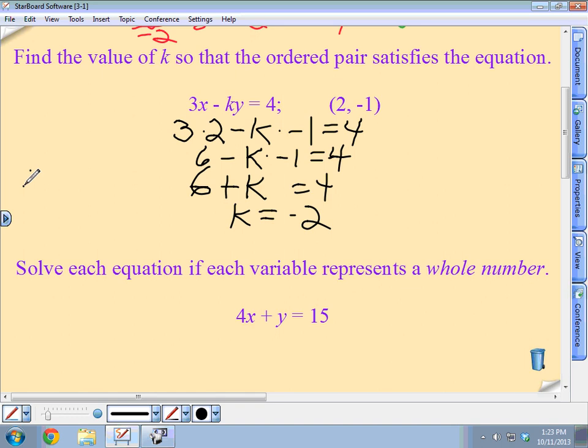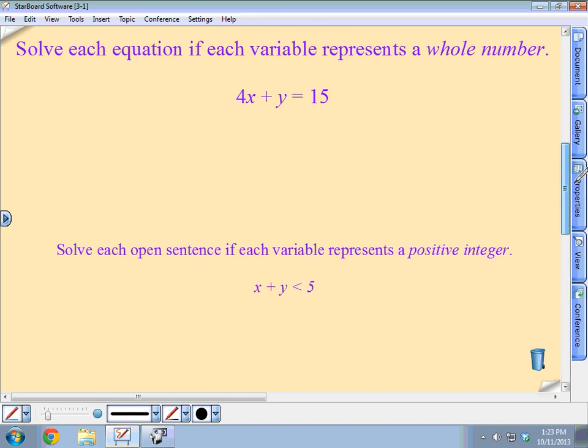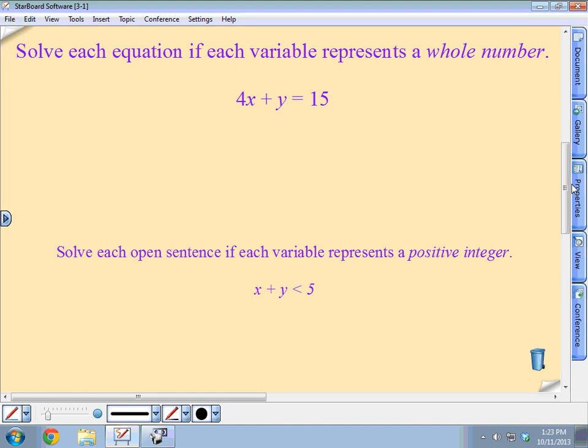Everyone get k equals -2? Good. Okay. Solve each equation if each variable represents a whole number.